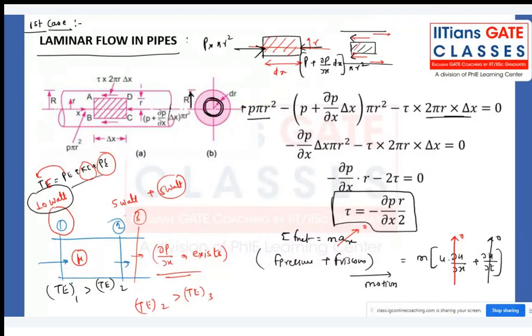Now, once it is done, let me know. It's a very simple chapter. Laminar flow through pipe, through parallel plates, and the third case will be Couette flow. Once it is done, let me know. Done? Is it done?